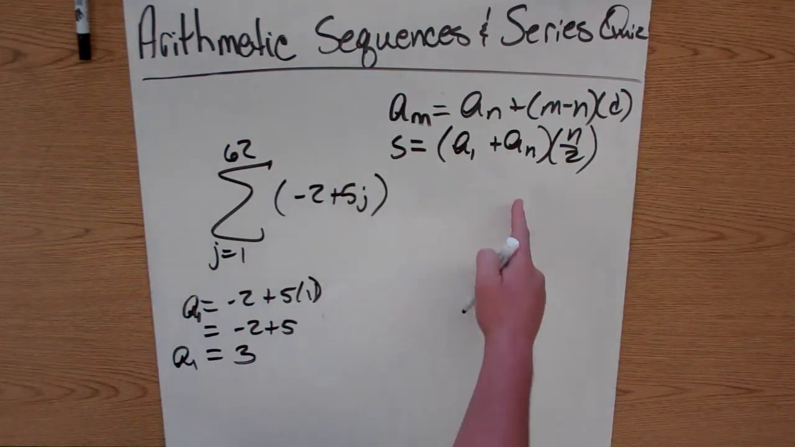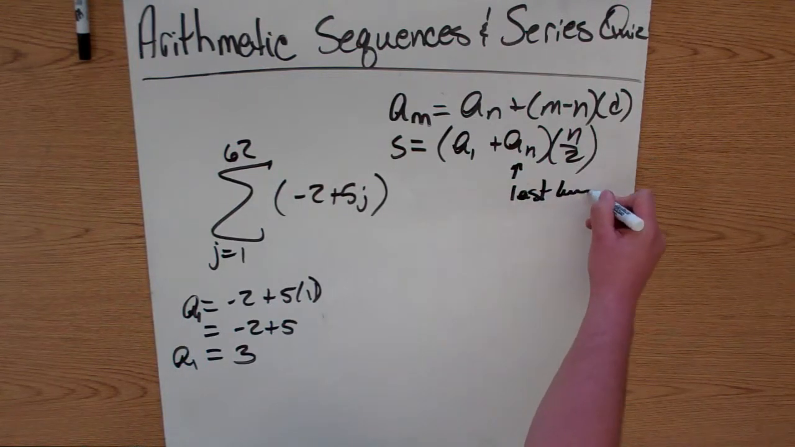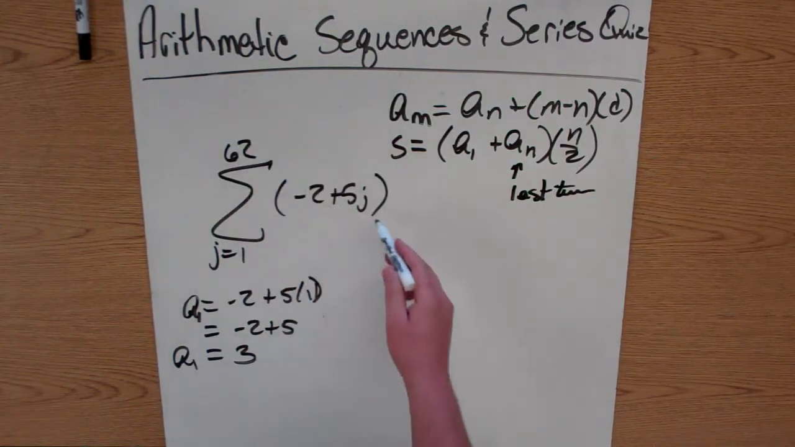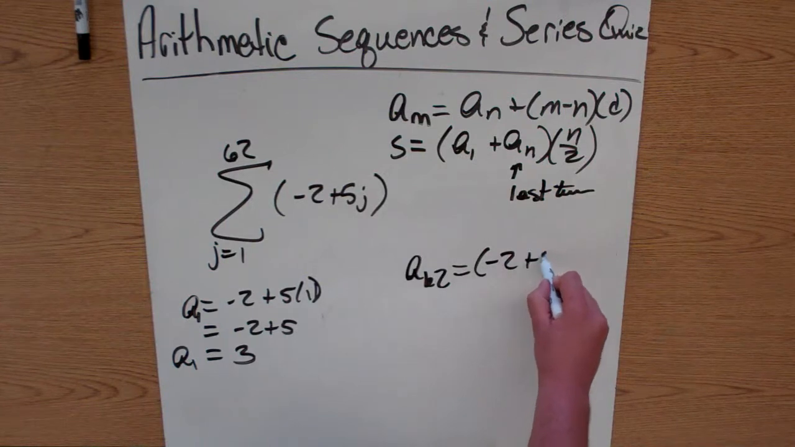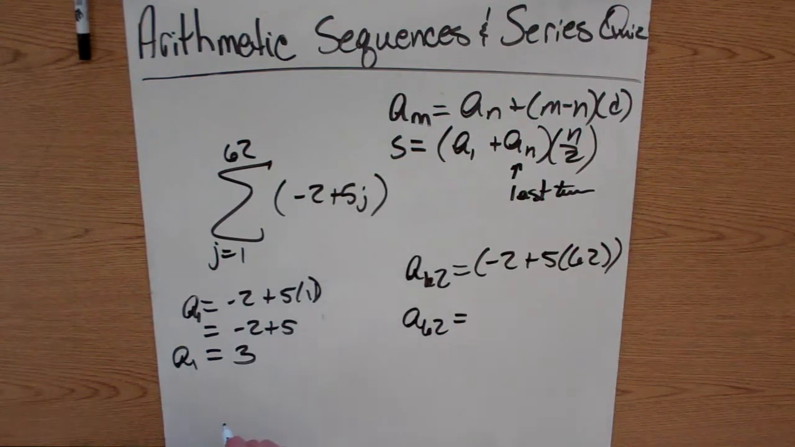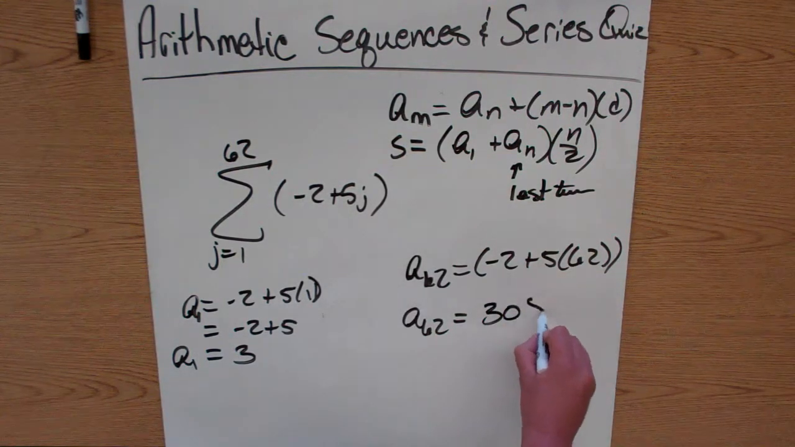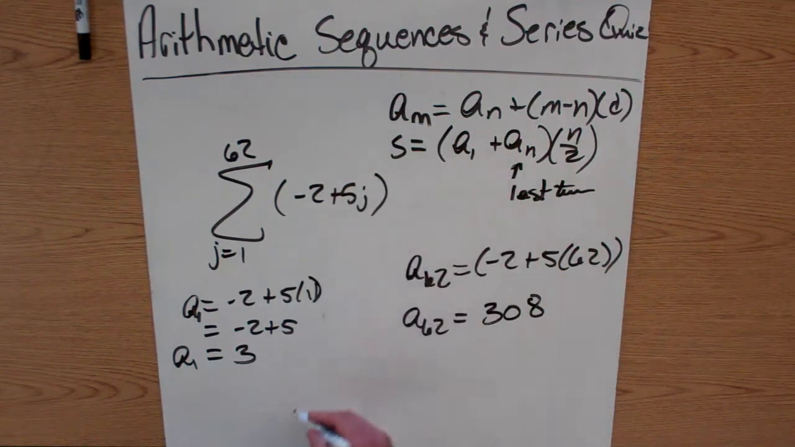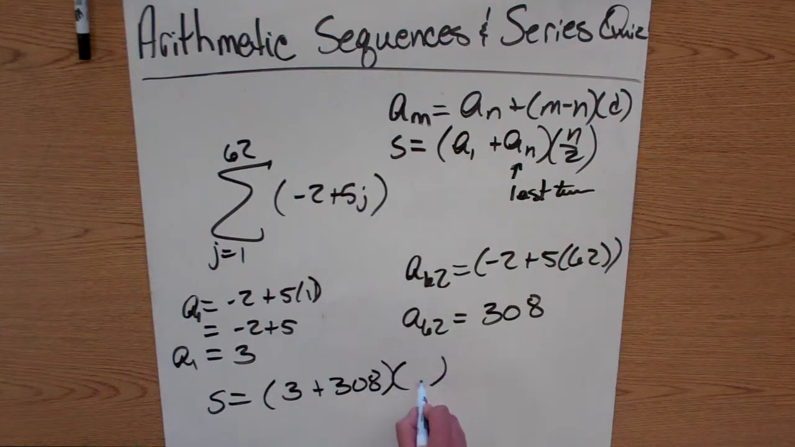Now we need to find our last term. A sub n is your last term. So plug in the 62 to find your last term. A sub 62 is going to be negative 2 plus 5 times 62. So 5 times 62, and then minus 2 gives you 308. Now we have these two, so our sum equals 3 plus 308 times our number of terms divided by 2.